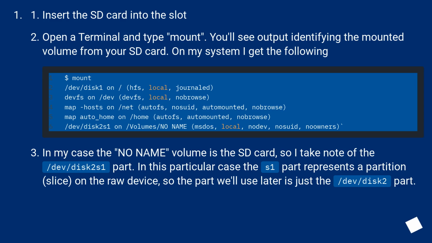In my case, the no-name volume is the SD card, so I take note of the /dev/disk2s1 part. In this particular case, the s1 part represents a partition, slice, on the raw device, so the part we'll use later is just the /dev/disk2 part.